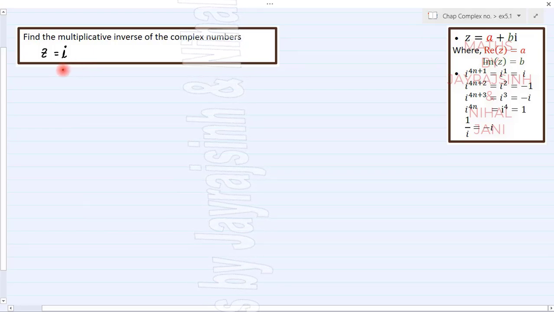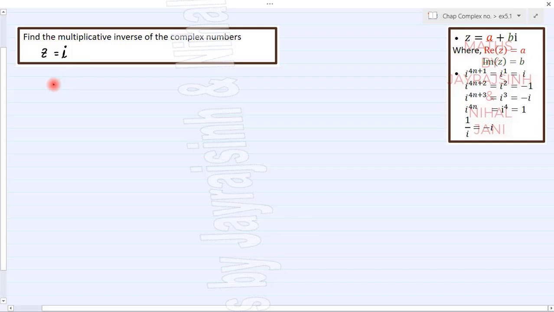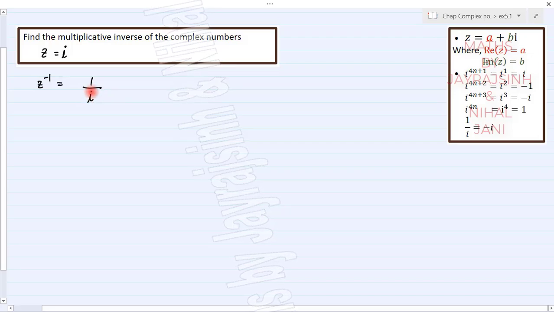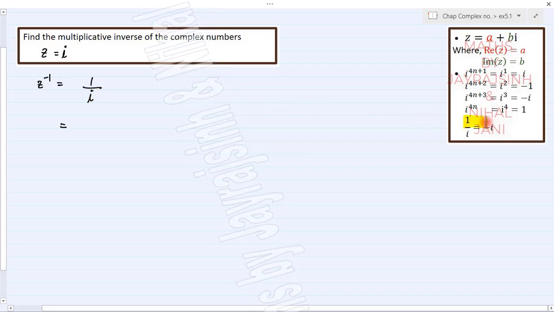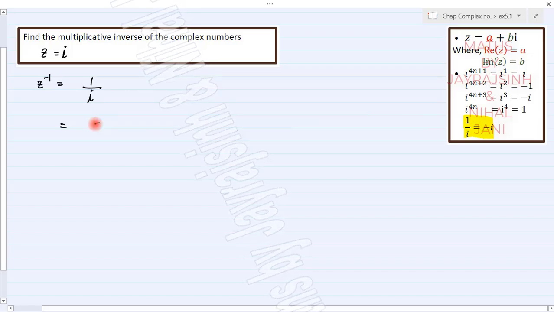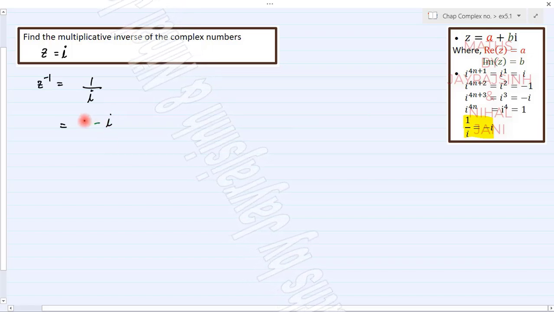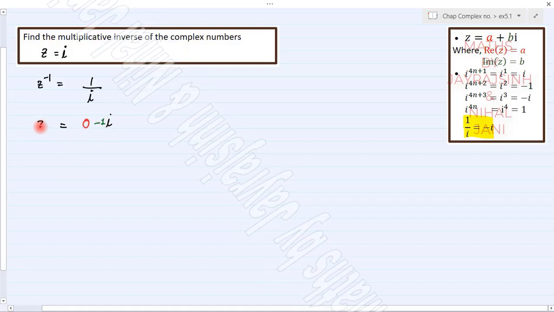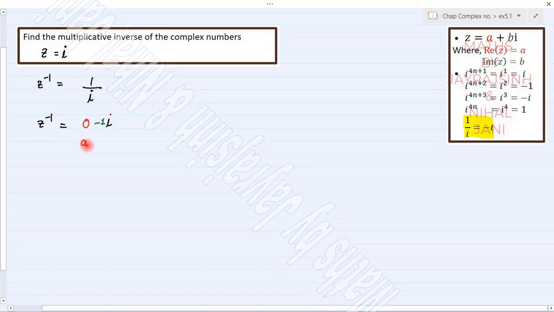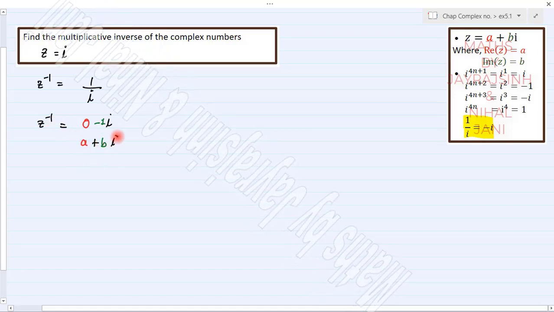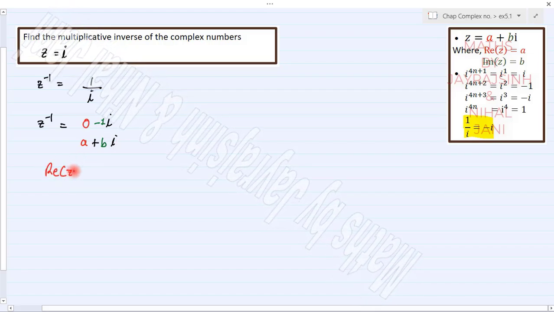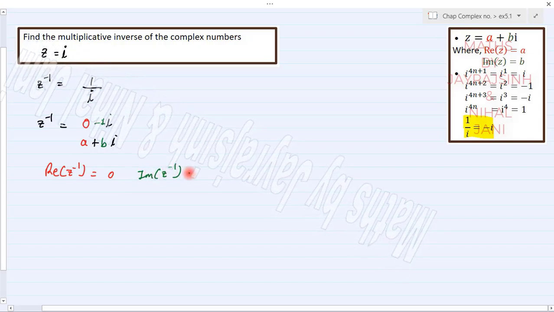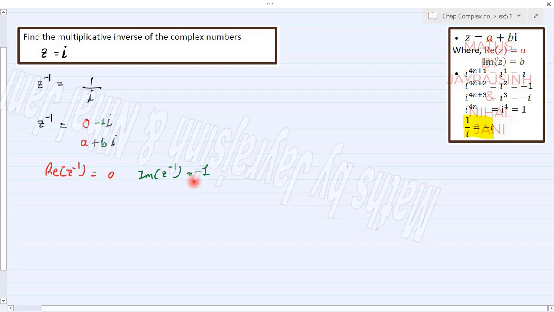Let's try to get the multiplicative inverse of the complex number z = i. So to get the reciprocal of z, you take 1 upon i, and the value of 1 upon i is simply minus i, or we can say we have 0 minus 1i. So we get our reciprocal inverse in the form of a + bi, which will give us the real part of the complex number as 0 and the imaginary part as minus 1. Ta-da!